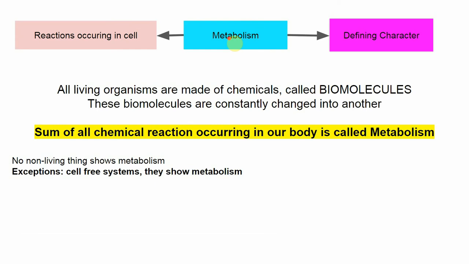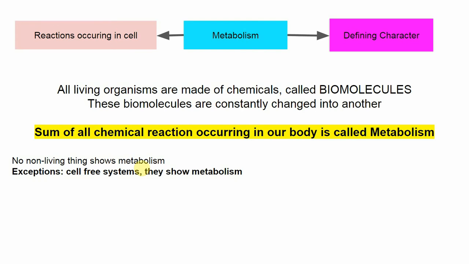Now the next one is the metabolism. Now, what is metabolism? Again, we all know it is the reactions that are actually occurring inside an organism or cells. Now, this is definitely a defining character of any living organism, because all living organisms are mainly made up of chemicals, and we call these chemicals as what? Biomolecules, which are constantly changed into one or the other. So this interchanging of reactions, we call it as metabolic reactions, which are again of two types, catabolism and anabolism. So the sum of all chemical reactions that are occurring inside a body or an organism is called as metabolism. So now we can see that no non-living thing can show metabolism, right?